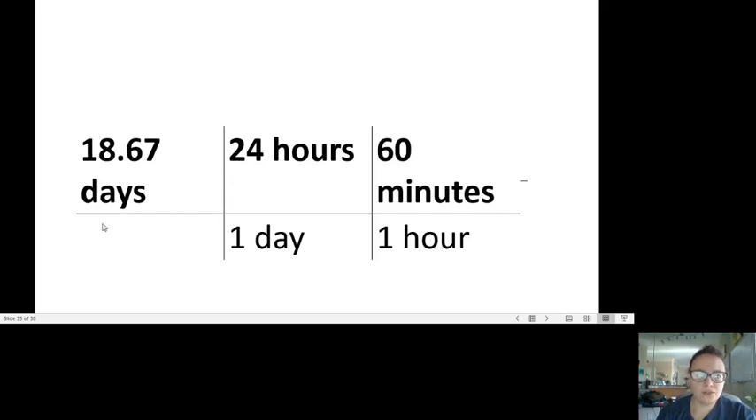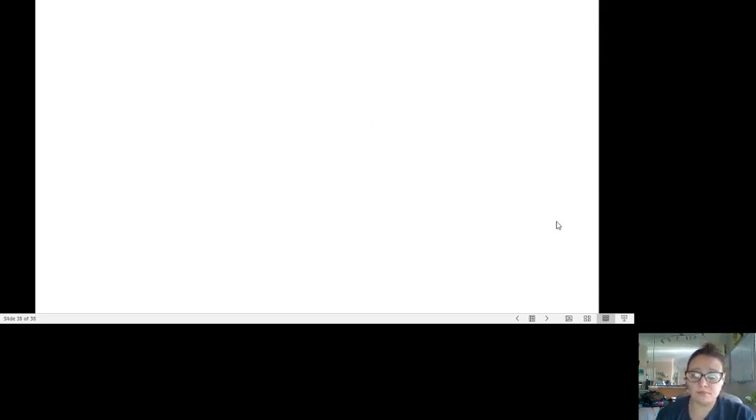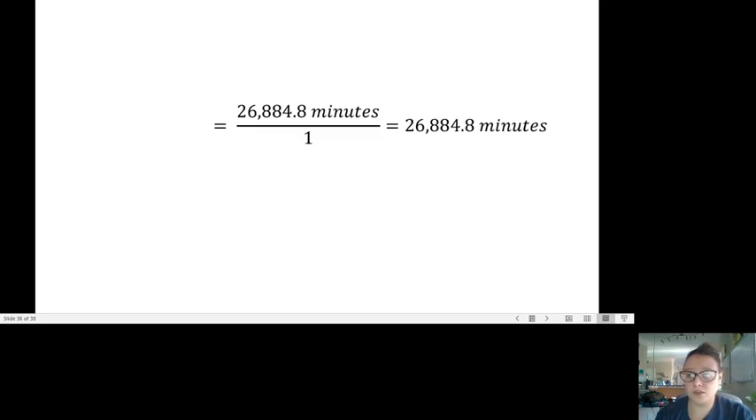Here's the 1/3 of the days that she's feeding. Here's the 1 day is 24 hours ratio. And 1 hour is 60 minutes ratio. So we multiply all these numbers across and then divide by 1, which you don't really have to do. And we get over 26,000 minutes that this mosquito spends feeding on your blood.